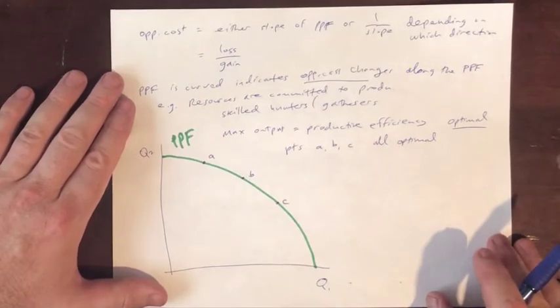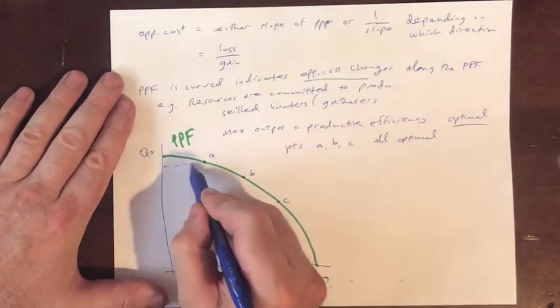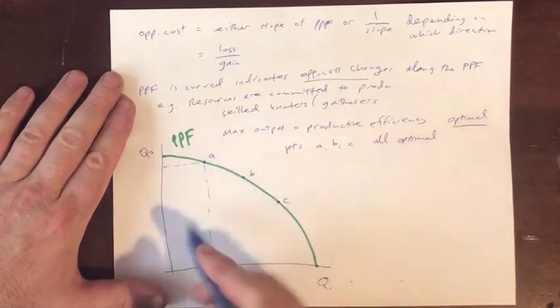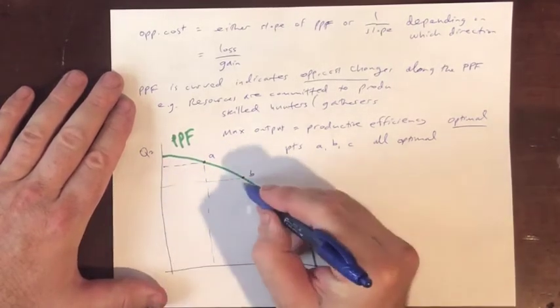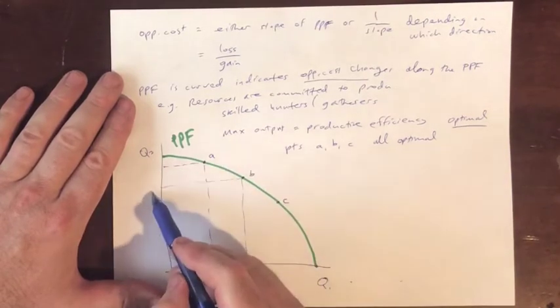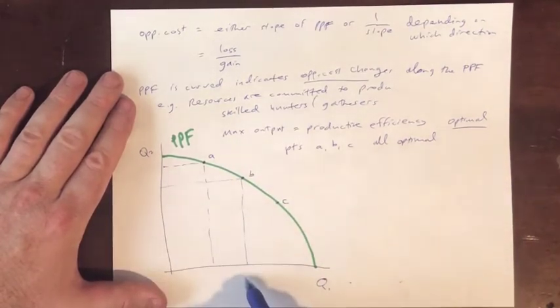Look at this: A has the most of good 2. If we move from A to B, we're going to see a loss in good 2, but we're going to get a gain in good 1.